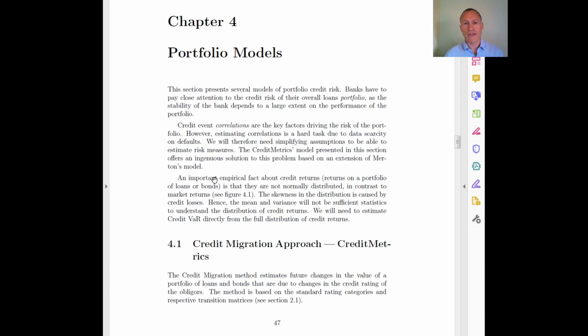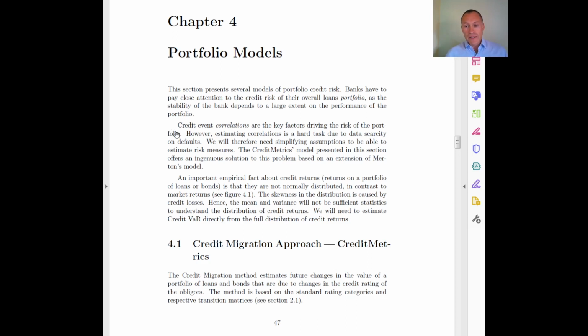So our goal in the end is to come up with a value at risk type of measure. But since this is applied to a portfolio of loans or bonds, we will call this a credit value at risk. There are two important notes here. One is that correlations are very important. We cannot ignore the fact that defaults are correlated. In recessions, there are many defaults. So it's critical to input correlations.